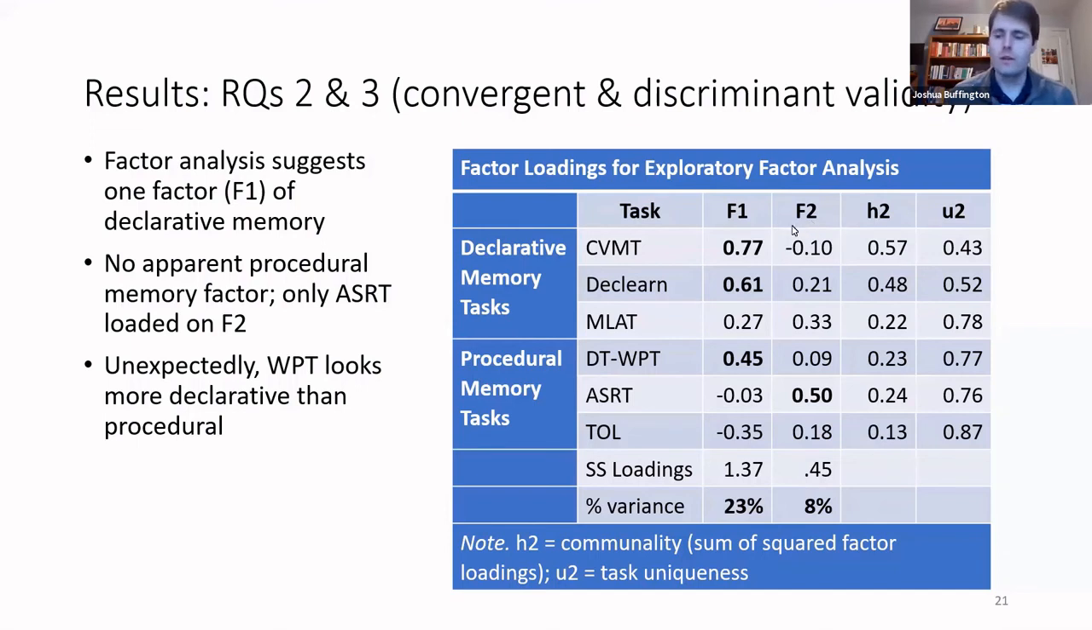Looking at factor 2, we don't see very many satisfactory loadings. The only task to go above threshold was ASRT. So given this, we don't really see evidence for a broad procedural memory factor here. We just see one task loading at a satisfactory level, so we don't think this is reflecting procedural memory at a broad level. And lastly, coming back to the weather prediction task loading, this suggests that the weather prediction task is actually patterning more closely with our declarative memory tasks, and perhaps reflects declarative memory in this study.